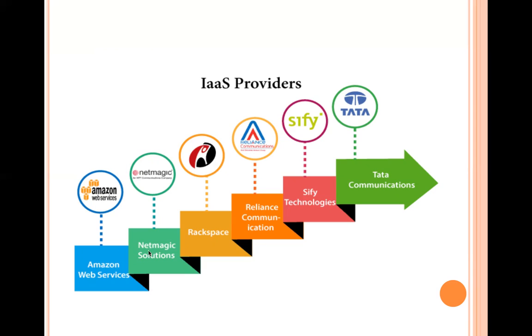Then NetMagic, they have their own cloud having name NetMagic IaaS Cloud. Then Rackspace having cloud servers, cloud files, and cloud sites, etc. Then Reliance Communication have their own internet data center. Then SIFI have their own IaaS. Then Tata Communication have Insta Compute, an IaaS solution. Okay, so these are the IaaS providers.